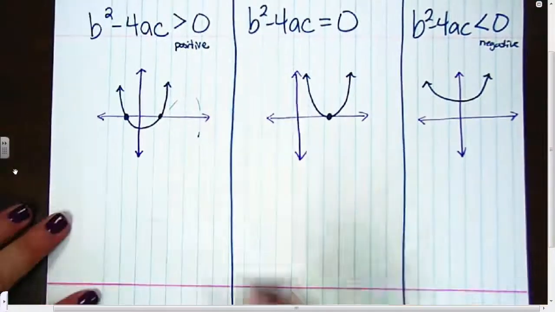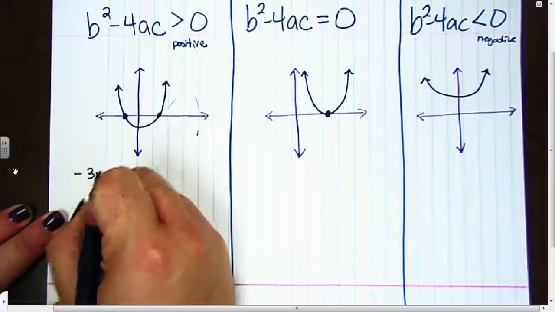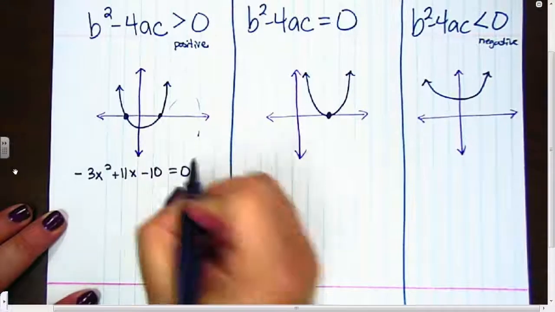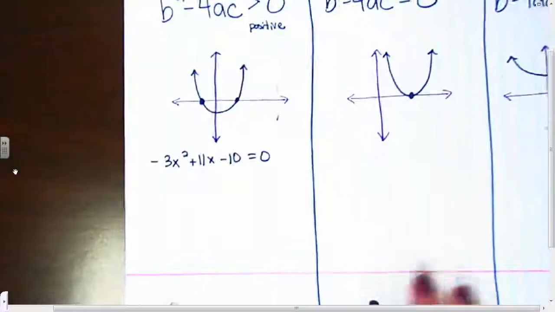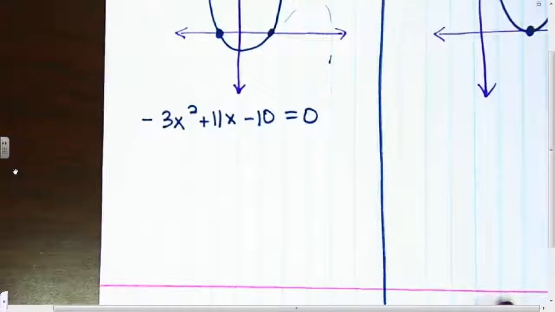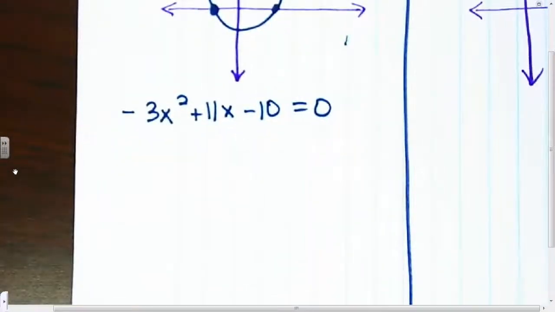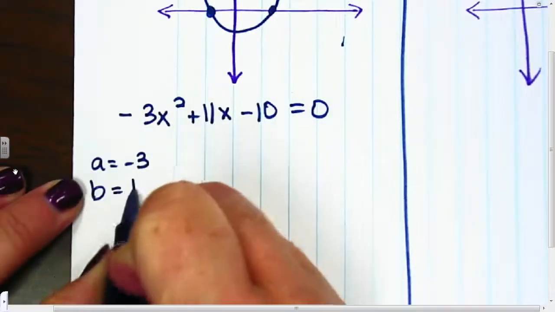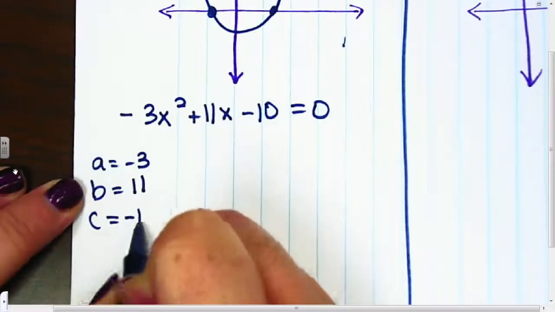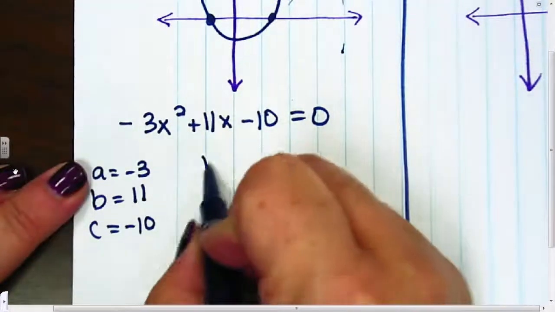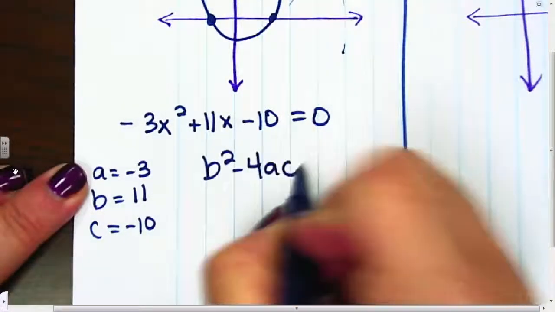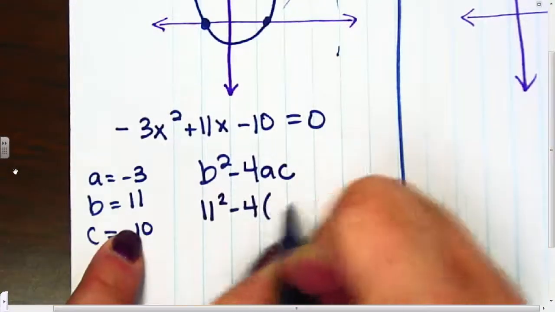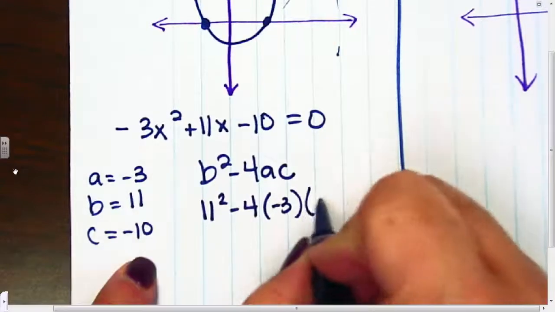So let's take a look at an example. Negative 3x squared plus 11x minus 10 equals 0. In order to do this problem, what I need to do is make sure that I've got everything equal to 0 on one side. And on this one I do. My a value is negative 3, my b value is 11, and my c value is negative 10. Now we're going to plug it into b squared minus 4ac. b is 11 squared minus 4 times negative 3 times negative 10.